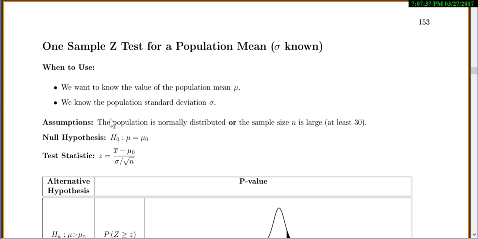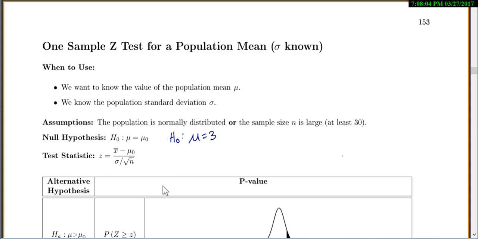Now there's always assumptions for every test. Every time we do something, you're going to check, can we use this, just like the confidence intervals. And the assumptions are exactly the same. The population is normally distributed, or the sample size is large, meaning at least 30. Your null hypothesis will always be mu equals some number. So in our last example, we said mu equals 3.